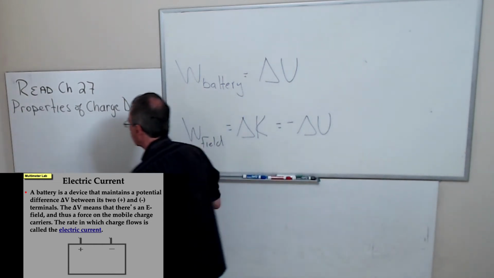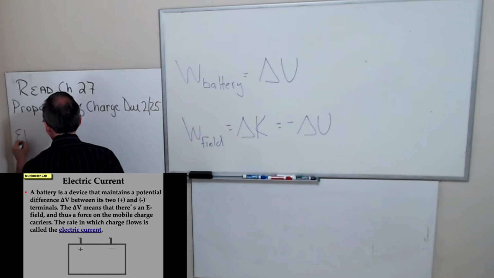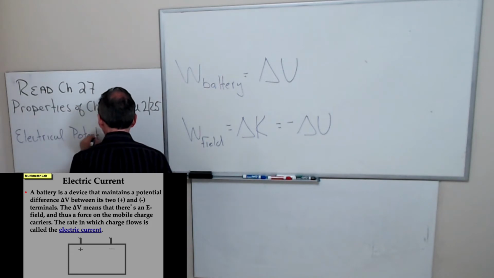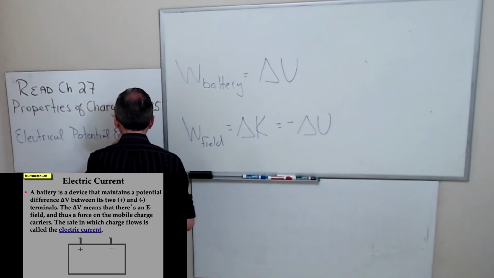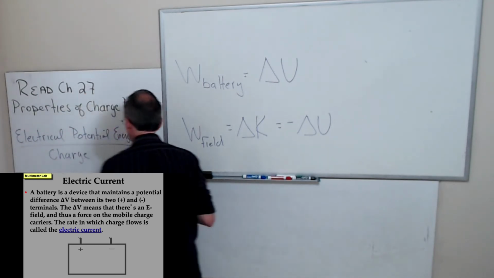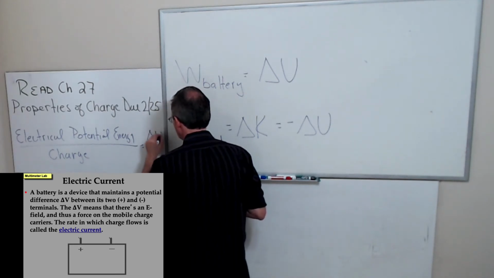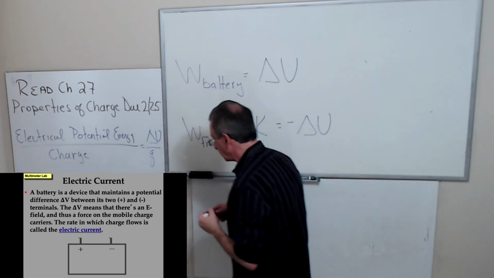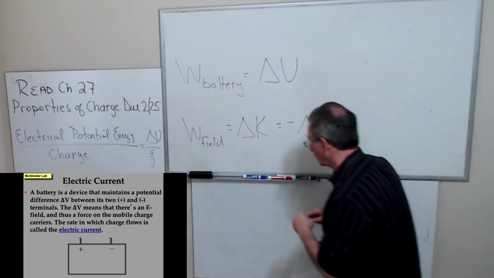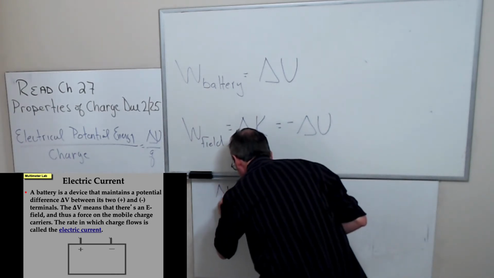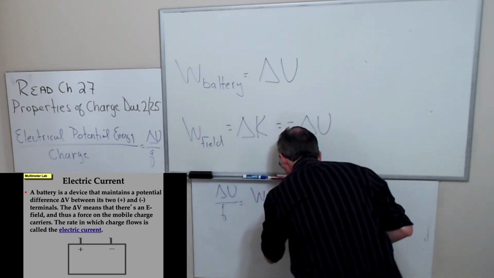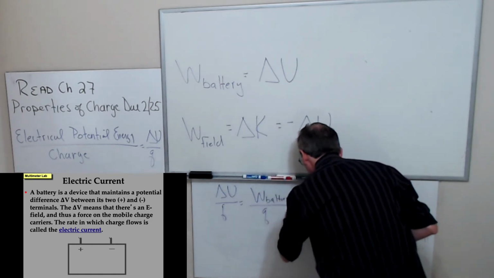And so what we define is something called the electrical potential energy per unit charge, which is delta U over Q. We define the electrical potential energy per unit charge, delta U over Q, which is also the work done by the battery per unit charge. This is called delta V.